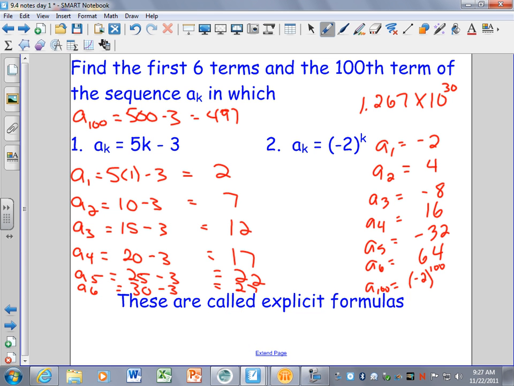These formulas are called explicit formulas, meaning that you can plug in any number. And where we're going to go next week with this is we're going to write our own. Like, given a list of numbers, we're going to write our own equation, which is where it's going to be a little harder. But today, I really think it's a simple one. Okay.